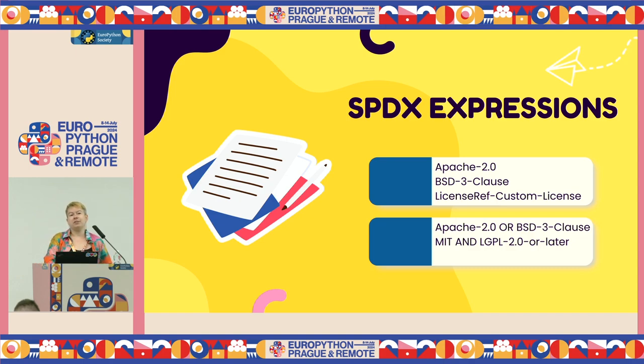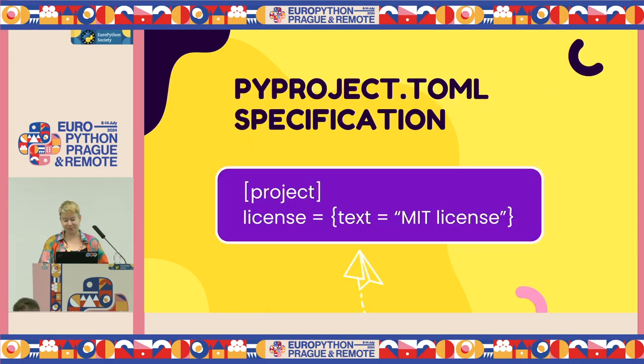I told you this is an industry standard. All the cool kids in town are now using SPDX expressions, languages, frameworks, and so on. Is Python a cool kid in town? Well, not yet. But we would really like it to be. And in order to set a standard or improve the standard, we need to understand what the current situation is. How do we specify licenses right now if you want to package something?